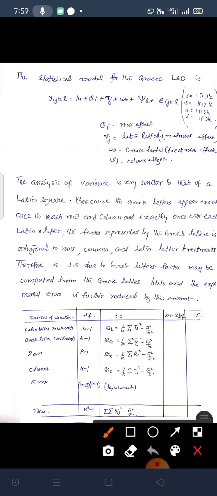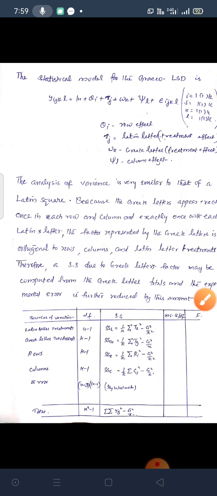Because the Greek letters appear exactly once in each row and each column, and exactly once with each Latin letter, the factor represented by Greek letters is orthogonal to rows, columns and Latin letters treatment. Therefore, we get a sum of squares due to Greek letters. So, in addition to Latin letter treatments, we have Greek letter treatments, and this may be computed from the Greek letter totals.